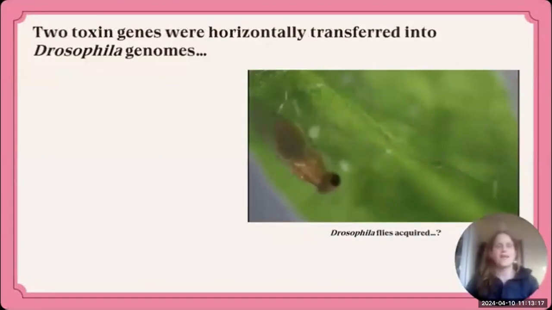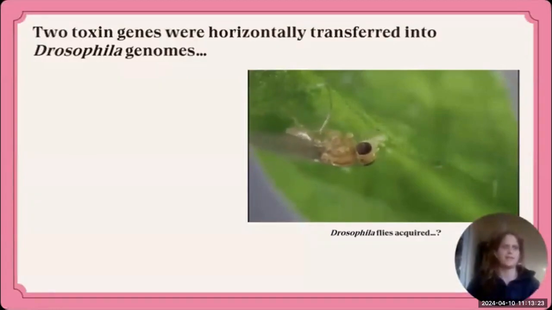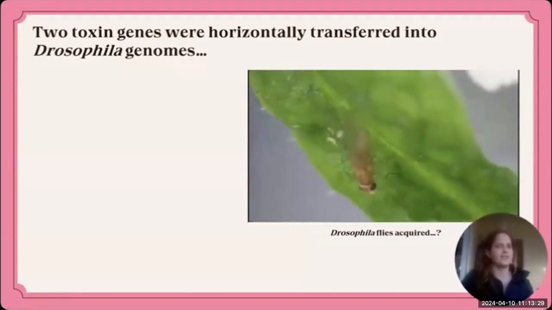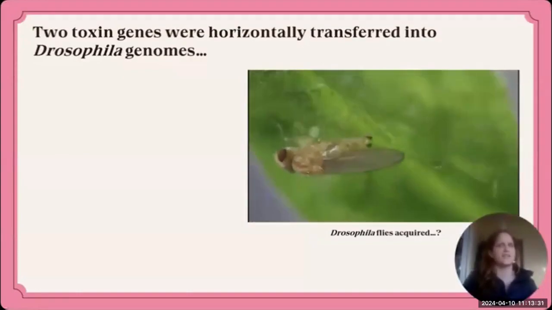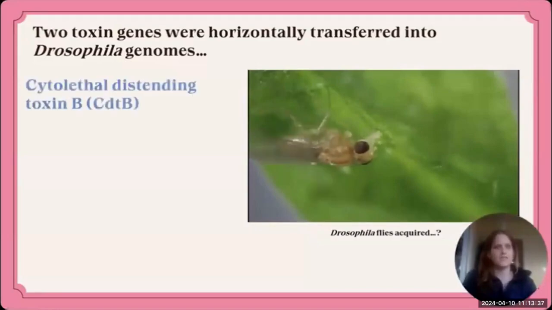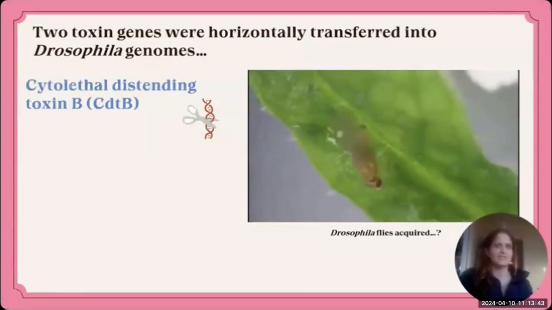So I searched the Scaptomyza flava genome, expecting there to be transfer of some genes responsible for plant digestion, but that theory turned out to be entirely wrong. However, I did find transfer of something else that was very interesting and led me on a totally unexpected path. The genes that I found were transferred were cytolethal distending toxin B, which is a DNase, hence why there's a picture of a scissor chopping DNA.